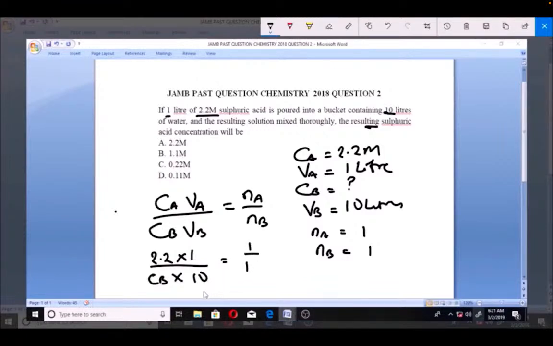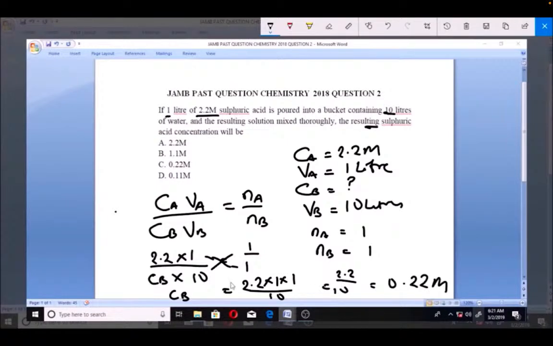So if you make Cb the subject of the formula, if you cross multiply, we have Cb equal to 2.2 times 1 times 1 all over 10. So this will give us 2.2 over 10, which is 0.22 M. So that is the value of our Cb, and C is the right option, 0.22 M.